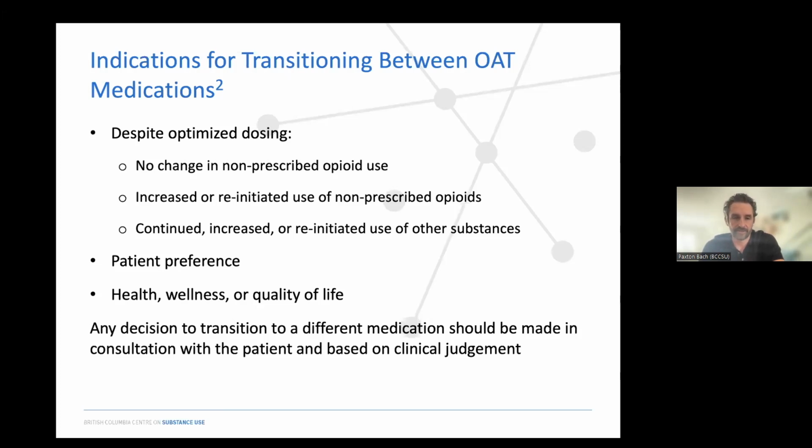A second, very reasonable indication why you may consider rotating between forms of OAT is patient preference. For some specific reason, they're no longer interested in the formulation of OAT that they're currently on, and they want to talk to you about alternatives. Or third, maybe other reasons related to health, wellness, or quality of life. So that may be comorbidities, or individual characteristics of the medications, that make you want to raise this conversation with a patient and engage in it collaboratively, based on your clinical judgment, their preferences, and one or even more than one discussion on what may be the most optimal medication for them.